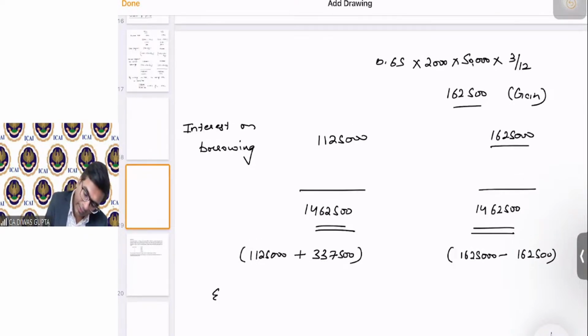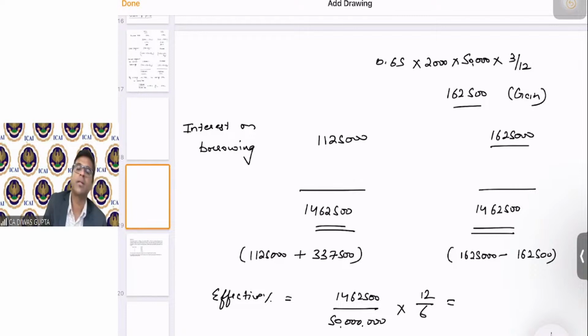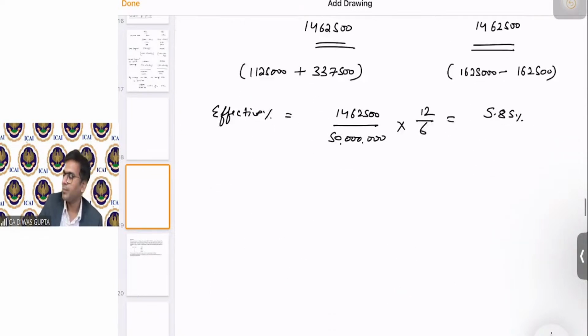So here the effective percentage becomes 14,62,500 divided by 50 million euros into 12 by 6. Correct? Because again, this is the borrowing cost for 6 months. So on an annualized basis, it becomes 5.85 percent.